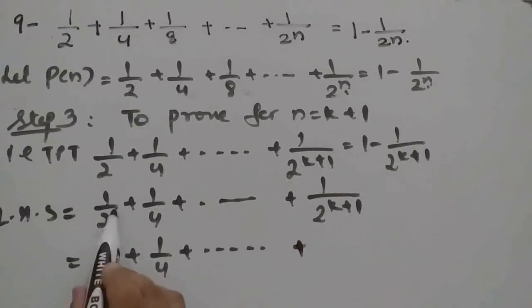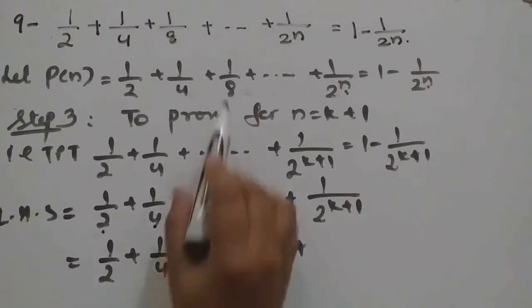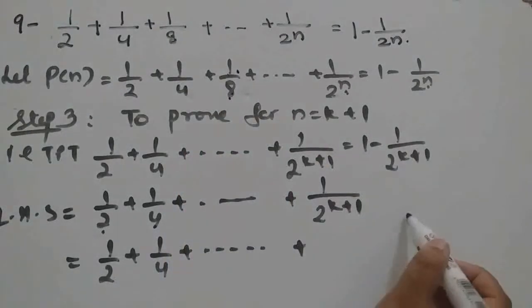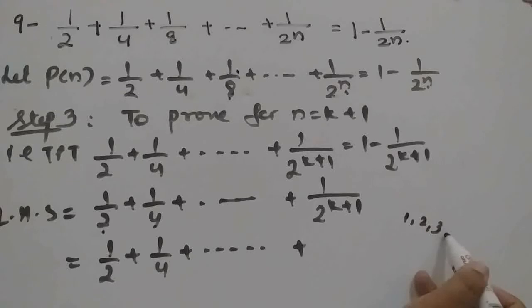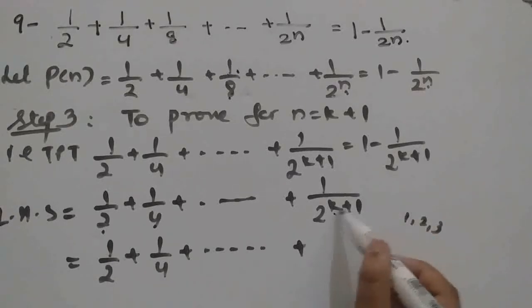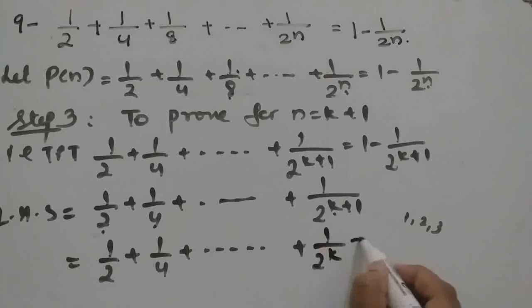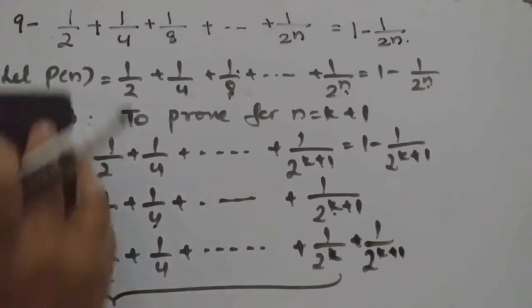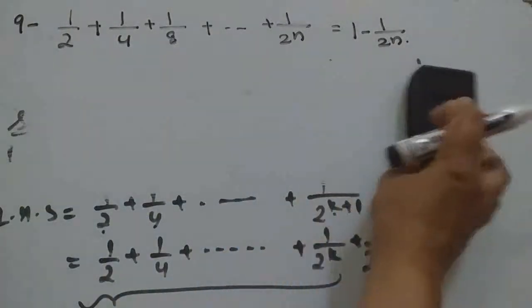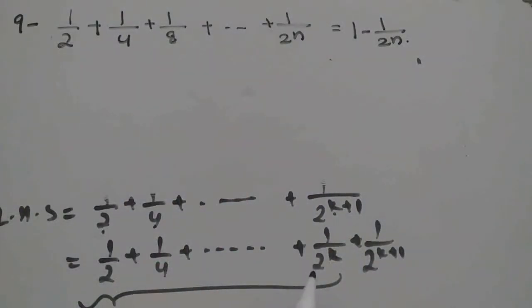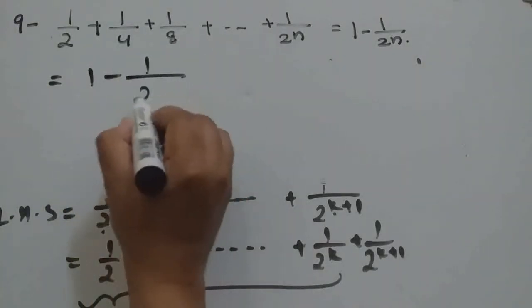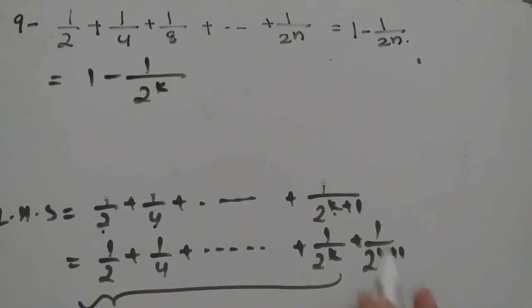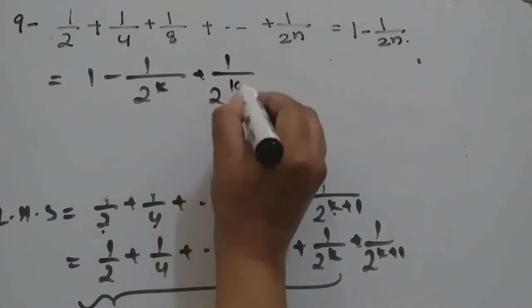Because this is 2 power 1, this is 2 power 2. 1 by 8 means 2 power cube. So powers are 1, 2, 3. So to get the previous power we should subtract 1. So k plus 1 means 1 by 2 power k, and then last term 2 power k plus 1. Okay, but from here to here we can write from equation 1. What we can write? This is equal to 1 minus 1 by 2 power k. Okay, and then last term 1 by 2 power k plus 1.